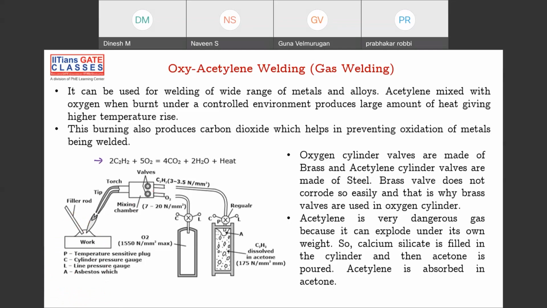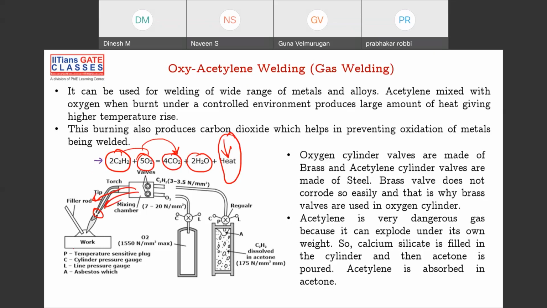Now, sir, how is this flame coming? Where is the chemical reaction occurring? Yes, the chemical reaction is occurring at this tip. How? Because some C2H2 and some oxygen are coming. Both are mixed, and you ignite them, and then this reaction is formed. So CO2 is formed, H2O is formed, and a good amount of heat is formed. This is what we'll be using.